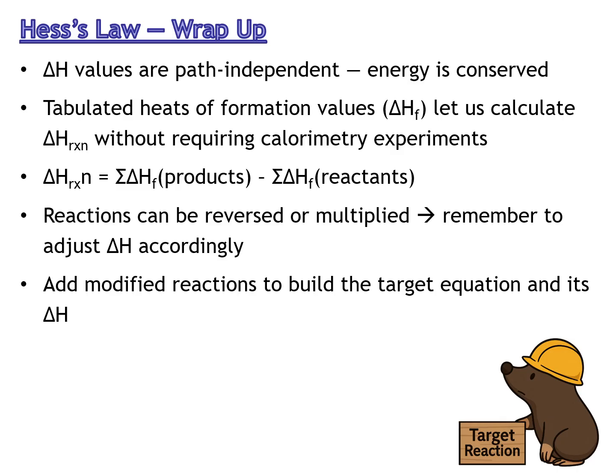So the heat of reaction, and my N should be subscripted, I apologize for that, is equal to the sum of the heats of formation of the products minus the sum of the heats of formation of the reactants. And remember, if you're going to combine different heats of reaction, you can multiply them or you can flip them around. You just have to make sure that you change your enthalpy value in the same manner. And then you just add together the modified reactions to get the total enthalpy change for that particular reaction.